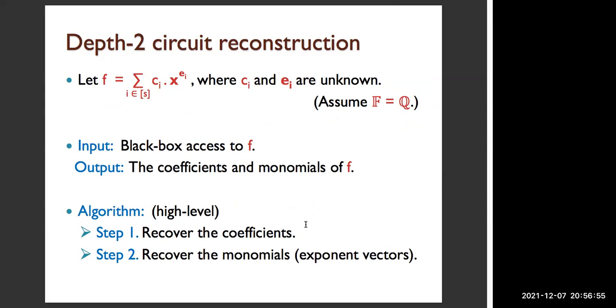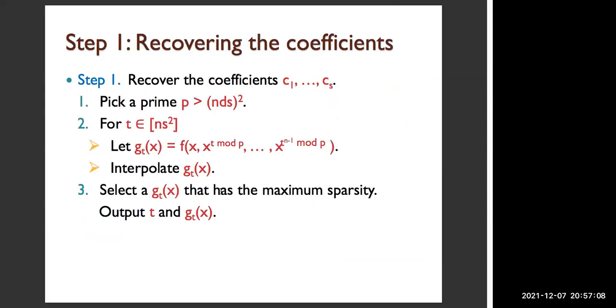At a high level, the algorithm has 2 steps. You first discover the coefficients, and then you discover the exponent vectors, or the monomials. So let me go into the steps one by one. Here's a very short and simple algorithm to do the first step, which will recover these coefficients c_1 to c_s. First, we pick a prime which is larger than some polynomial in n, d, and s. For concreteness, n d s squared.